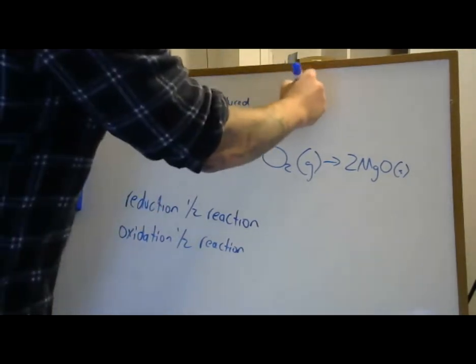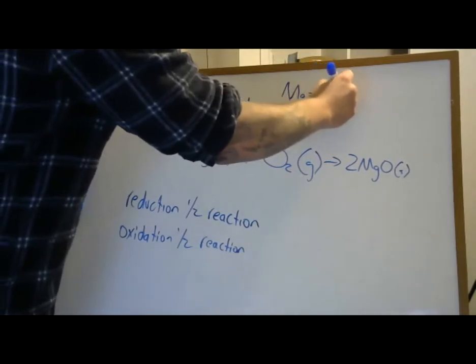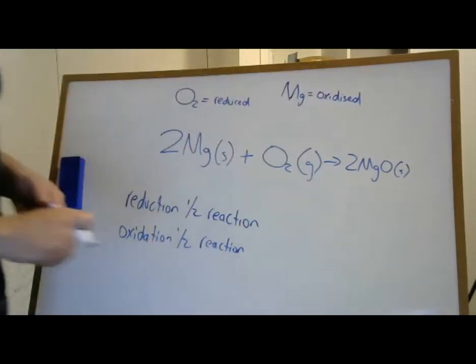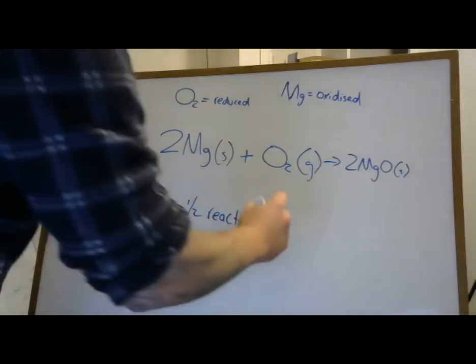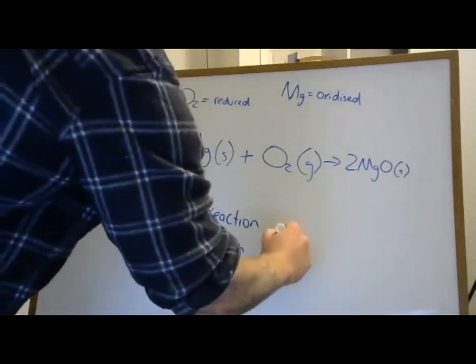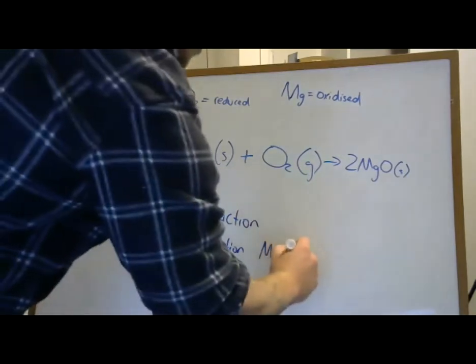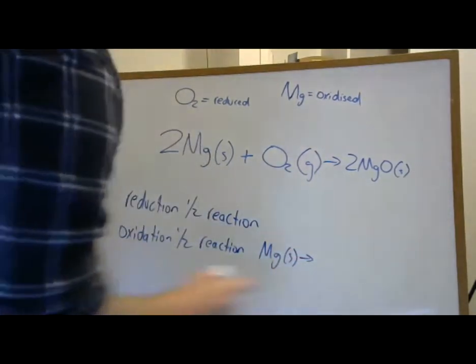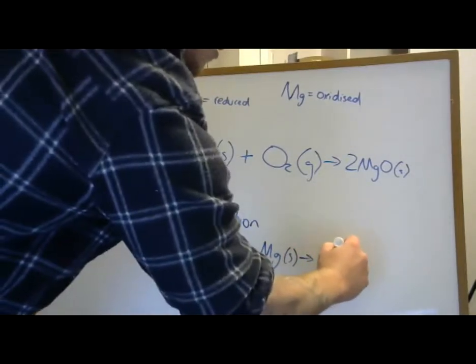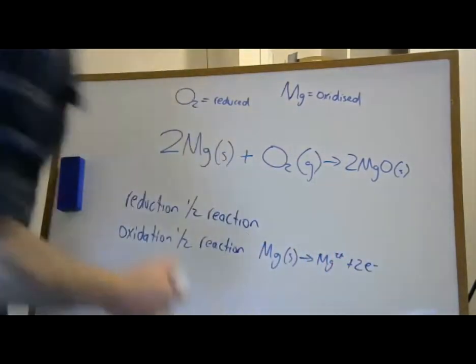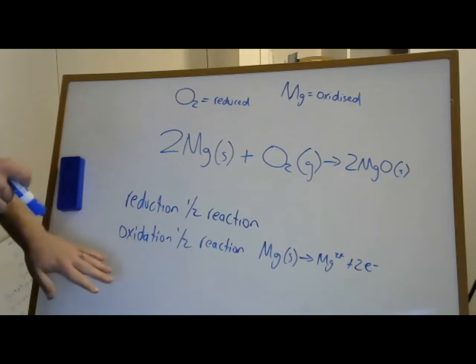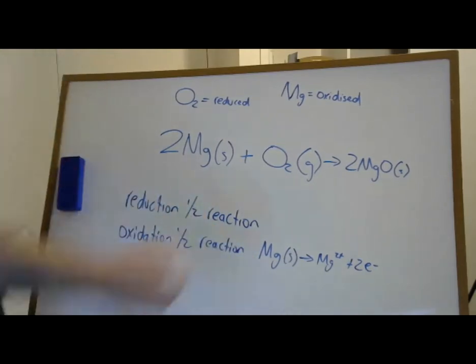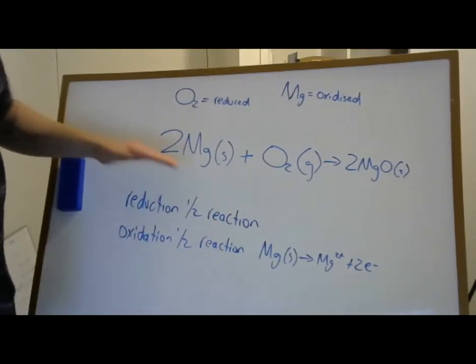Mg is oxidized. So the oxidation reaction, and I will show you how to figure this out. I promise. Just bear with me. Just show you what makes it up. So Mg oxidation, magnesium. Here's a trick. The metal will always be oxidized.